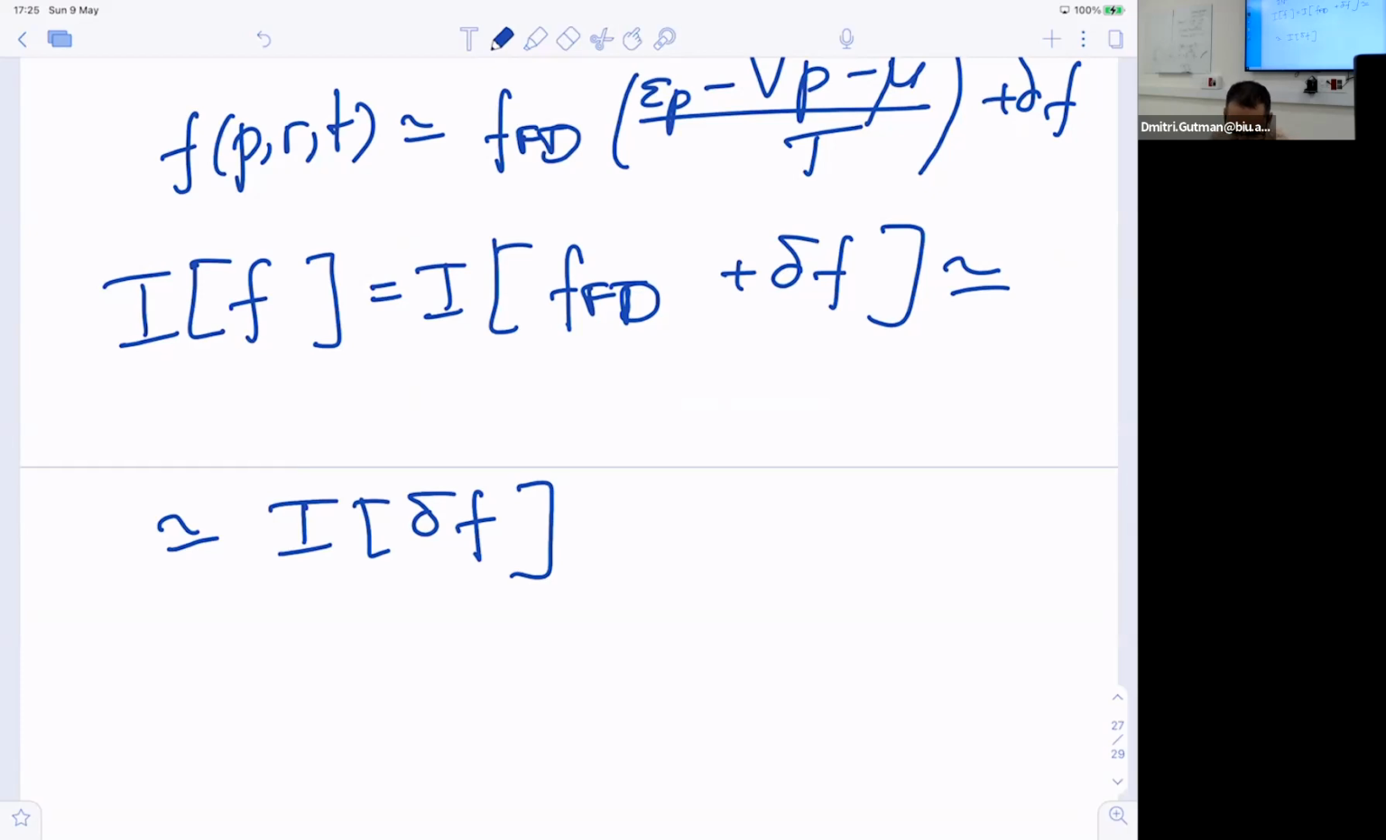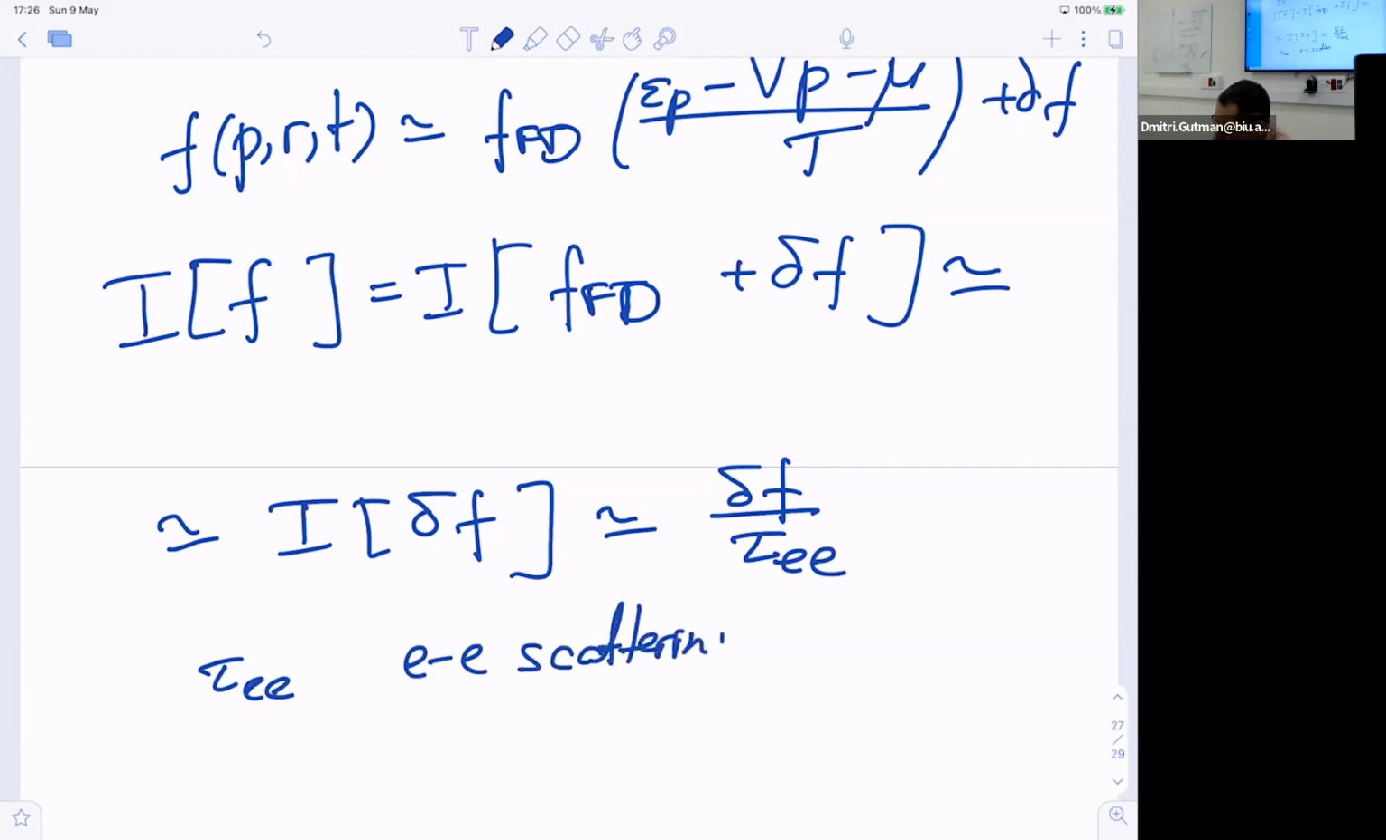Now, in a very crude way, I can say that this thing is just delta F divided by tau_ee, where tau_ee will be the electron scattering time. And we know that electron scattering is in general inelastic. So let us use this as an estimate.